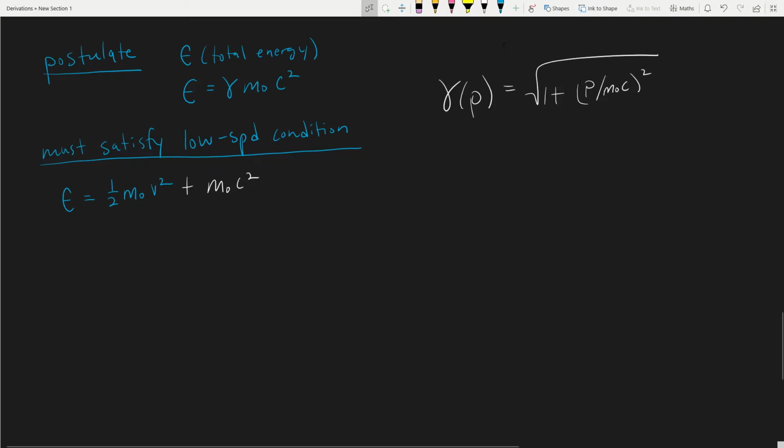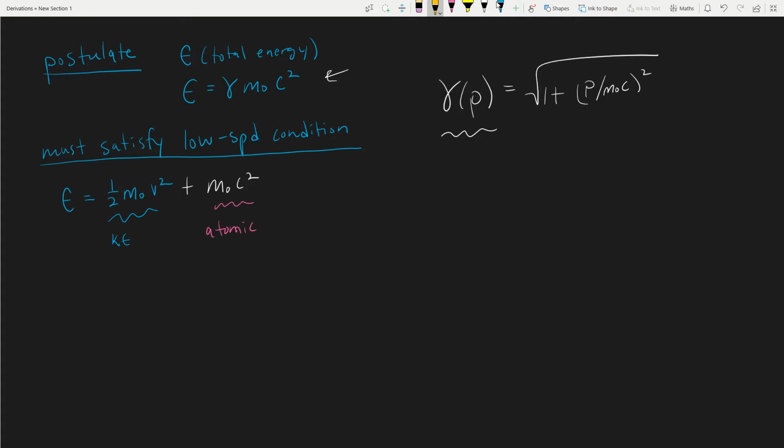So we're going to finish up our derivation of the energy-momentum relation. In the first video, we showed how gamma can be represented as a function of momentum. In the second video, we showed that our postulate regarding the total energy of a system satisfies a low speed condition where we have a kinetic energy term as well as this atomic energy, Einstein's famous E equals mc squared. So we showed that condition is satisfied, and now we're just going to carry on the math and see what results.